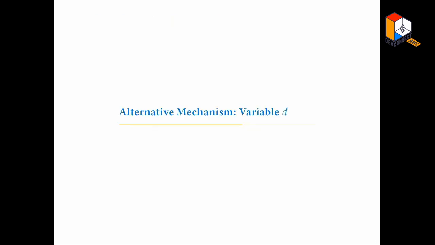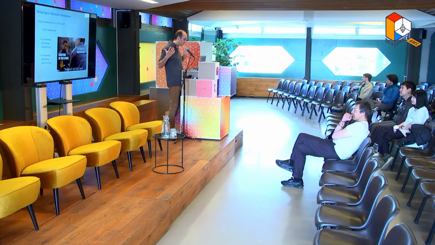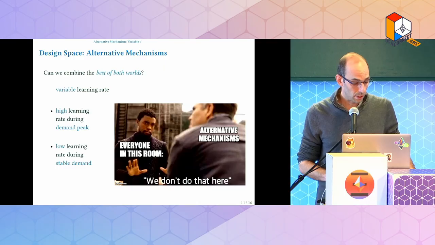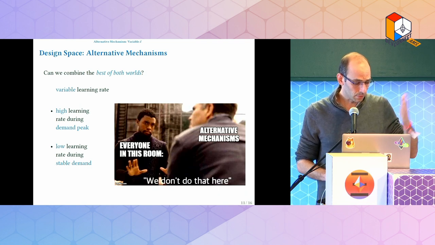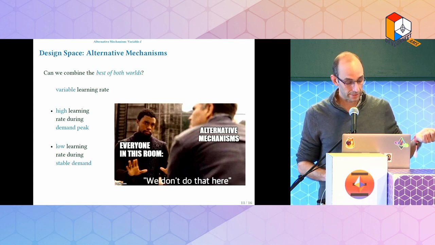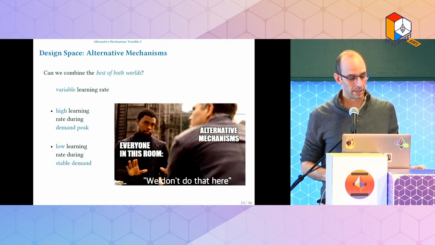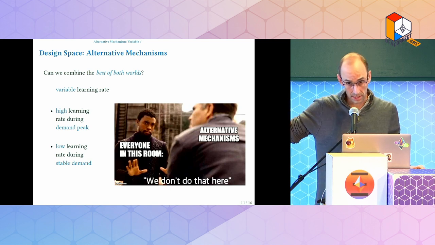changes in the base fee. So what to do? The question is whether we can combine now the best of both worlds and have both a large learning rate and a small learning rate, and of course study a different mechanism than what EIP 1559 is currently implementing. So how to have a variable learning rate? We want to have a high learning rate during demand peaks where we have aggressive adjustments, and a low learning rate during stable demand. So if you remember the formula in the first slide, we just had this D, this is exactly the learning rate of the mechanism, and this is constant all the time.